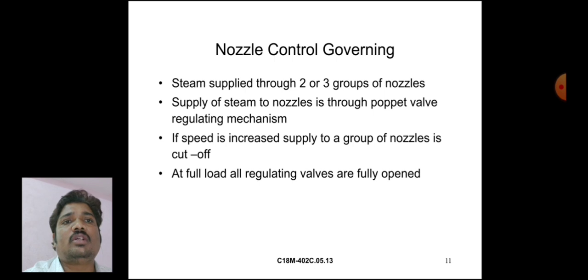The supply of steam to nozzles is through poppet valves, a regulating mechanism. If speed is increased, the supply to a group of nozzles is cut off. At full load, all regulating valves are fully open.